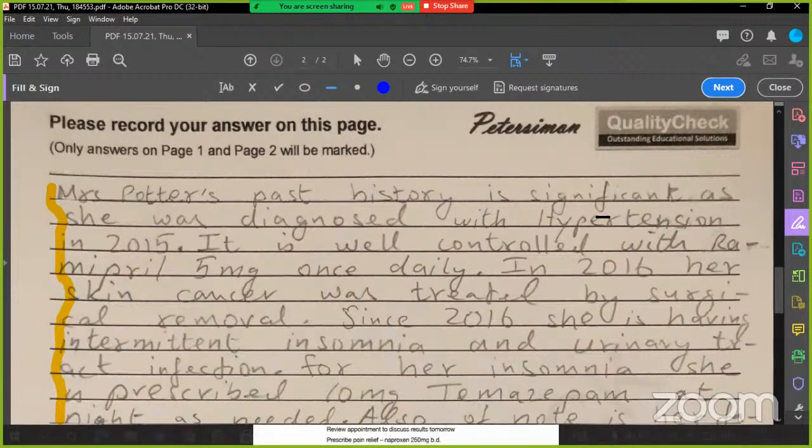Mrs. Potter's past history is significant as she was diagnosed with hypertension in 2005. It is well controlled with Ramipril, 5 mg once daily. In 2016, her skin cancer was treated by surgical removal.